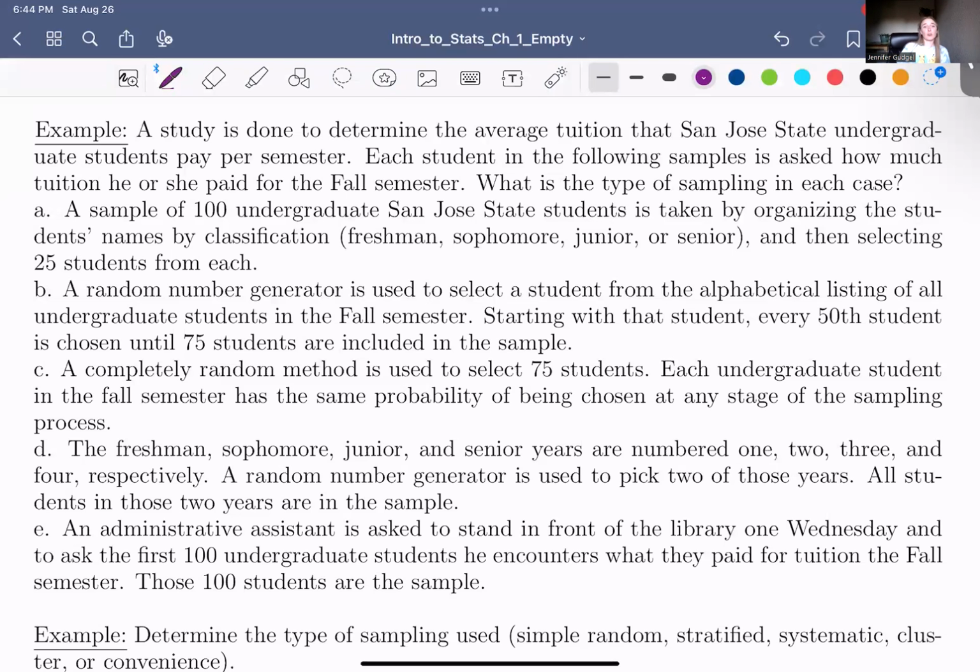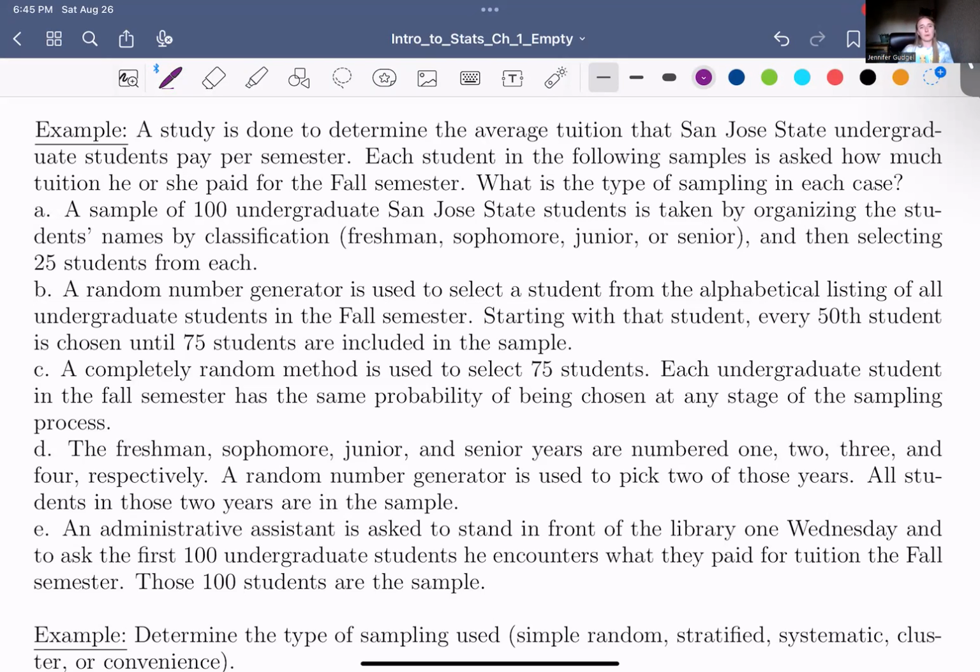Let's go ahead and look at our two examples for the 5 types of sampling. These are not necessarily going to use all 5. On MyOpenMath, it's the same case. You have a drop-down menu and you are picking which type of sampling you think it is doing.